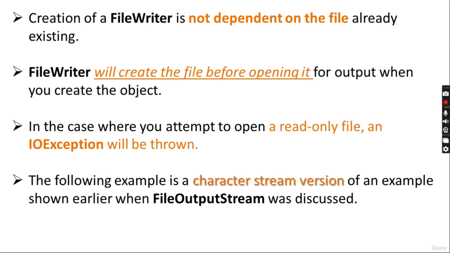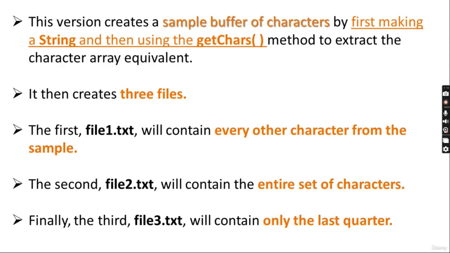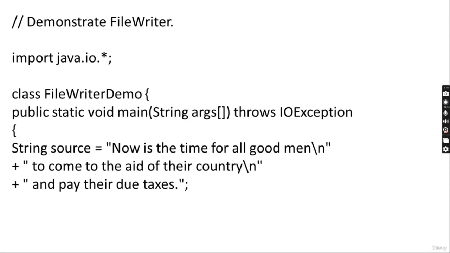Now we will see a character stream version of the previous output stream example. This version creates a sample buffer of characters by first making a string and then using the getChars method to extract the character array equivalent. It then creates three files. The first is file1.txt, which will contain every other character as we have seen previously. The second will contain the entire set of characters. The third will have only the last quarter. Okay, so the source is created.